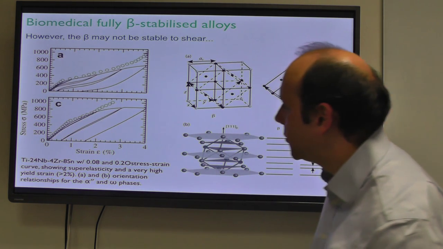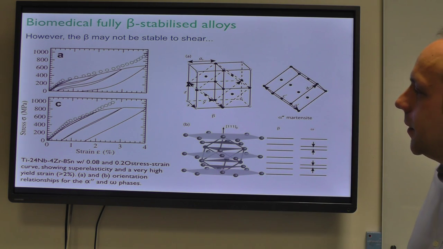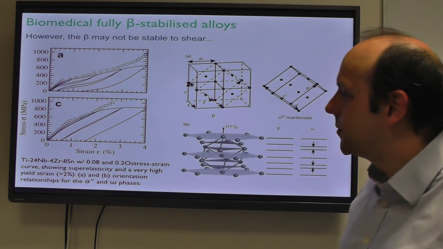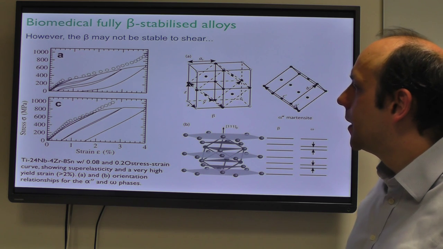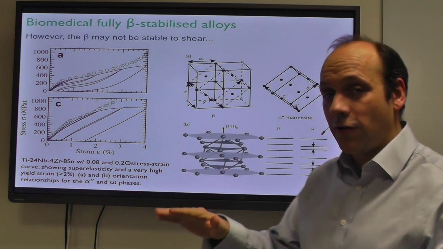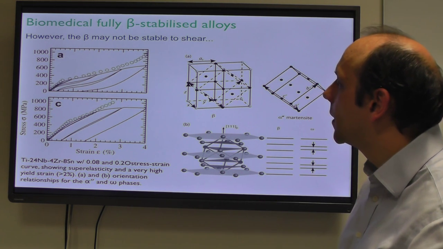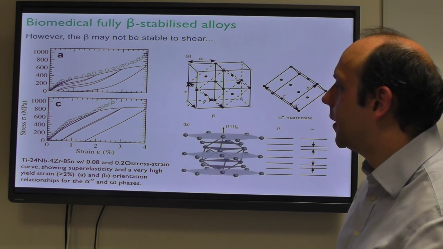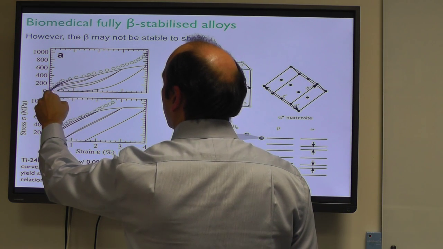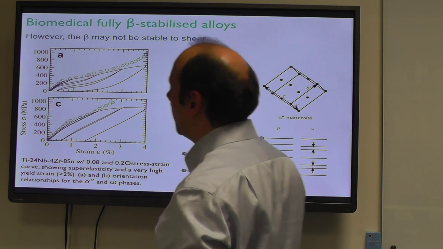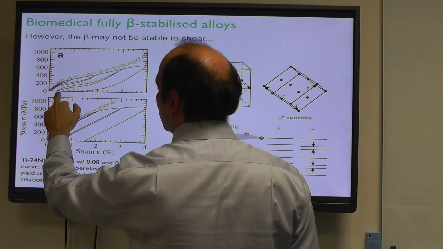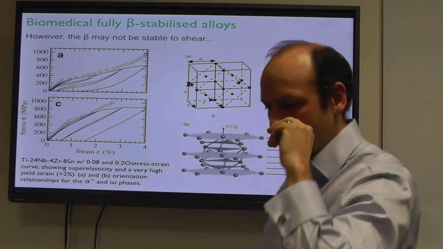Here's some guys in China. Professor Hao Yuanyuan has an alloy called 24 niobium, 4 zirconium, 8 tin, so Ti-24Nb-4Zr-8Sn. And this is with a low oxygen content and a high oxygen content. Now, oxygen strengthens, of course. Oxygen's still a good solution strengthener. And what you see is that as you load it and unload it, you can get superelasticity. That is, you get bending, which is entirely recoverable, or nearly entirely recoverable, on unloading.